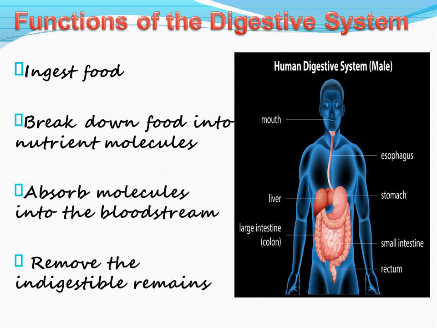The second function is to break down the complex substances into simpler ones. The third major function of the digestive system is to absorb the necessary molecules into the bloodstream. And the fourth function is to remove the indigestible remains from the body.